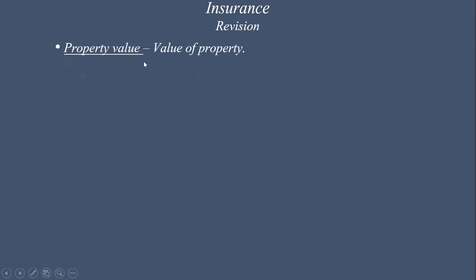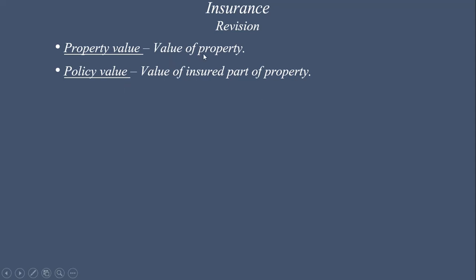First is property value. The name itself suggests the meaning. It is the value of the property. Second, policy value. The value of the insured part of the property is known as policy value.